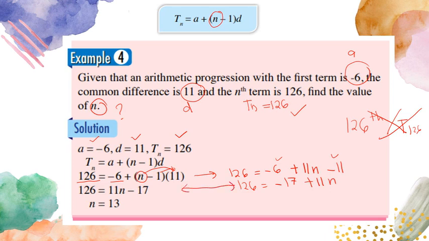And then find n. This one, you 1 to 6 plus 17, 11n. And then find n. Okay, you divide by 11. So n is equal to 1 to 6 plus 17 divided by 11. Press calculator, you will get n is equal to 13.